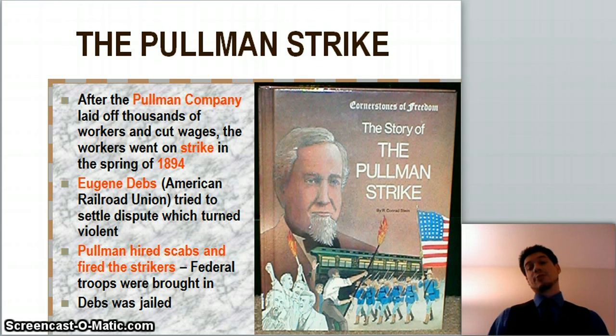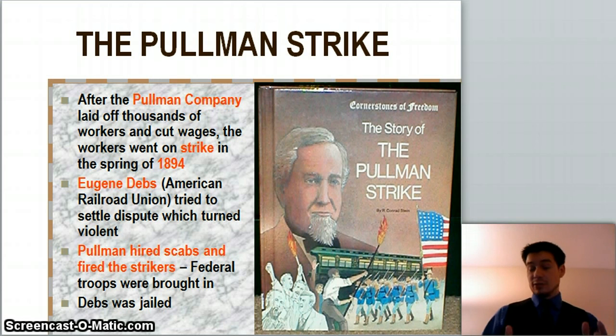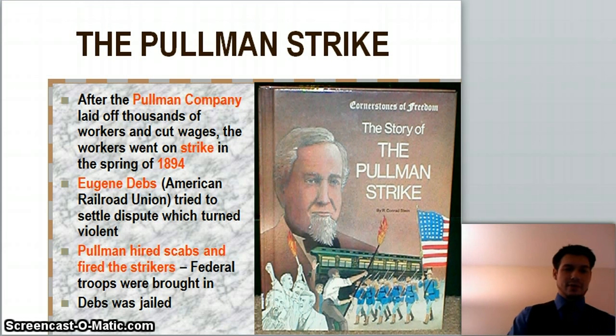Now we also have the Pullman strike. Pullman Company lays off thousands and thousands of employees and cuts wages. So what ends up happening? A strike in the spring of 1894. And Eugene Debs, American Railway Union leader, tried to settle disputes, but they turned violent. Now Pullman hired scabs and fired the strikers, and federal troops were brought in, and Debs was actually jailed. It was very, very famous.